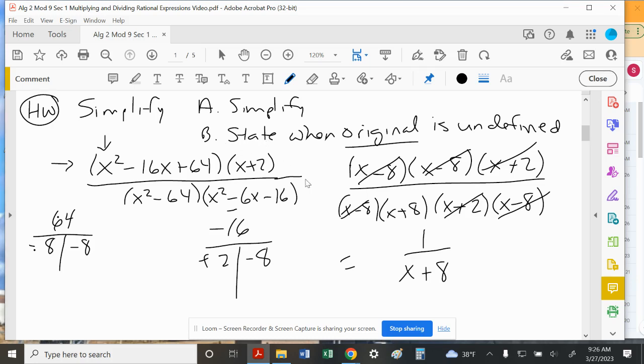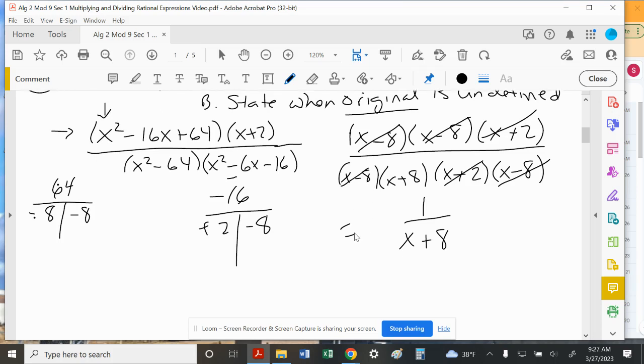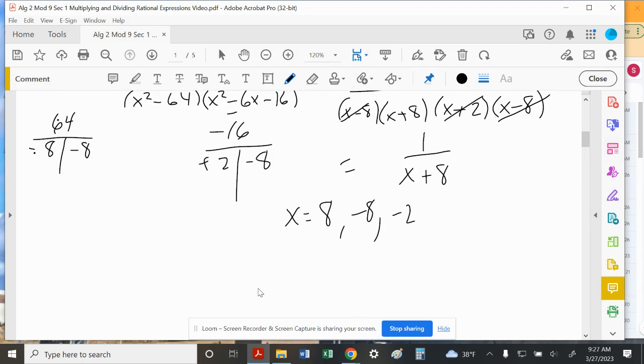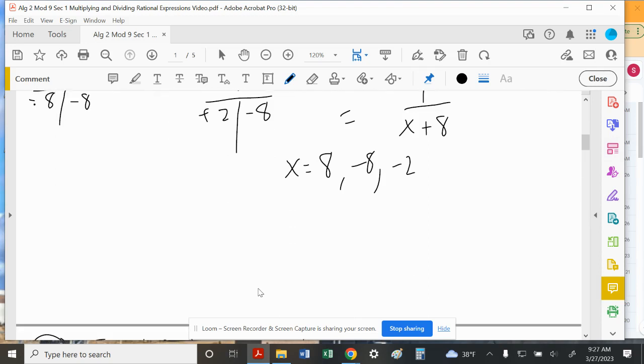Now for part B, when is the original undefined? So what we want to do is look at when any of these terms go to 0. So at what numbers? Like if I plug in x equals 8, that's 0. We can't have 0 in the denominator. So it is undefined when x is equal to 8. And in this case, when x is equal to negative 8, and it's undefined when x is equal to negative 2. Now notice this one is also when x is 8, but it's already in there. So therefore, we just leave that alone. So that takes care of the first simplifying problem, and we'll move on to the next problems in the next video.